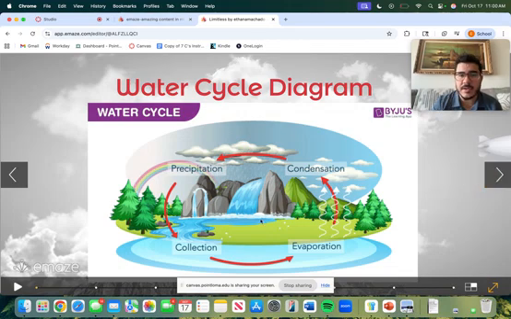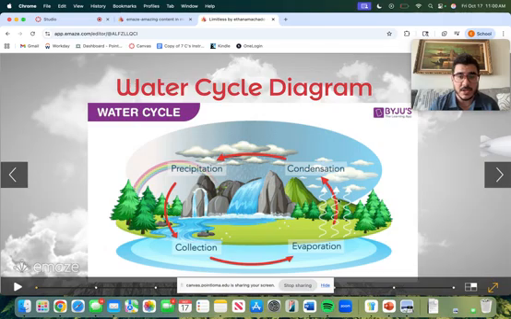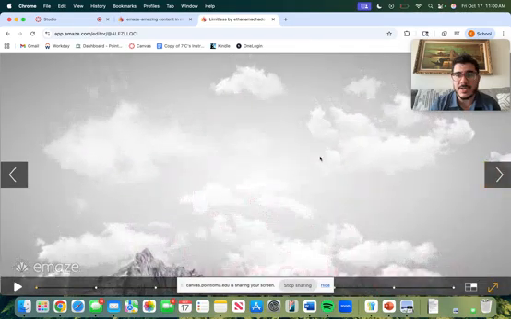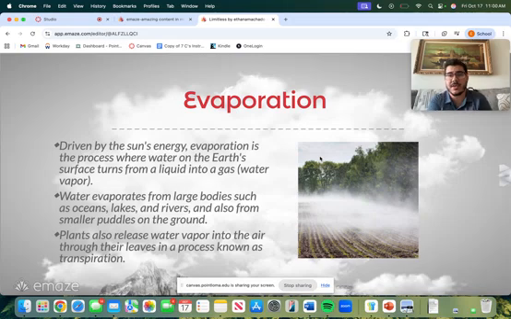Okay, and then once you have that drawn, the next thing we're going to get into is each stage of that cycle. Now, the order is kind of up to preference. I like to start with evaporation, because evaporation comes from the sun's energy, when water's already sitting in the collection area. So, evaporation, driven by the sun's energy, is the process where water on the Earth's surface, so any sort of liquid, turns into a gas or a water vapor.